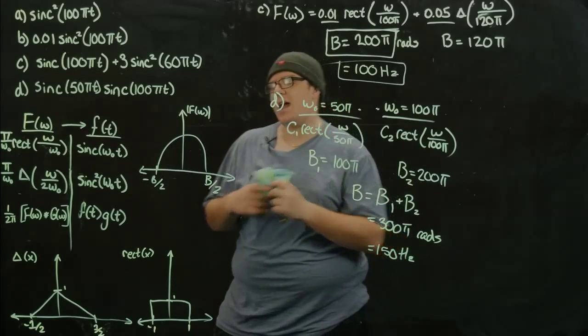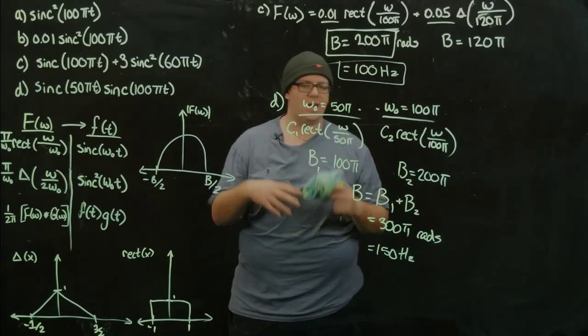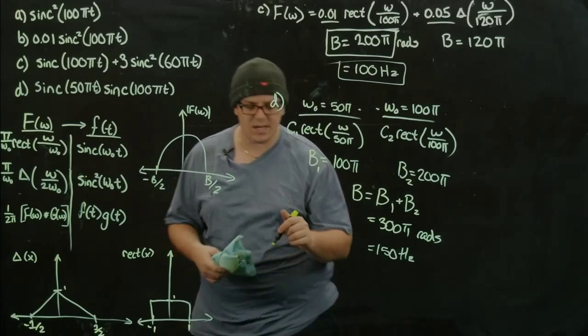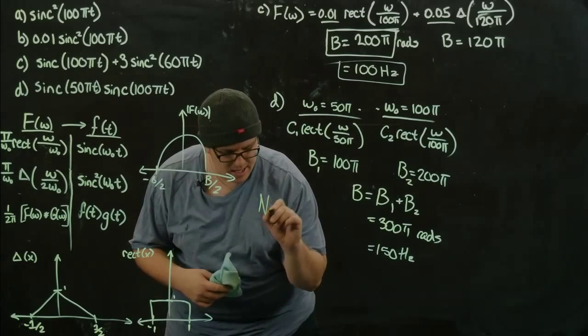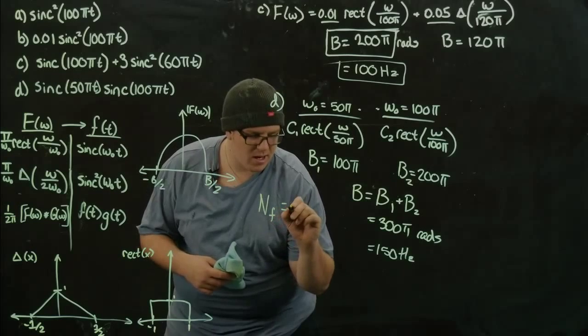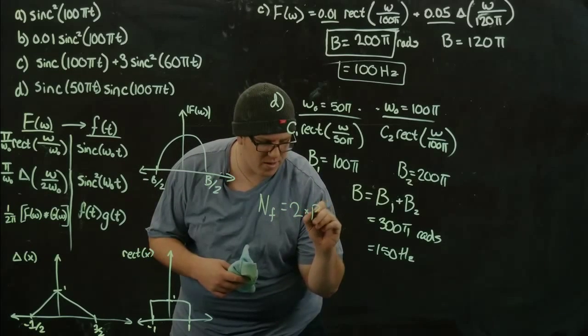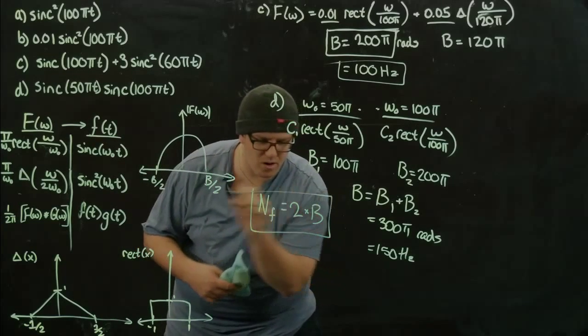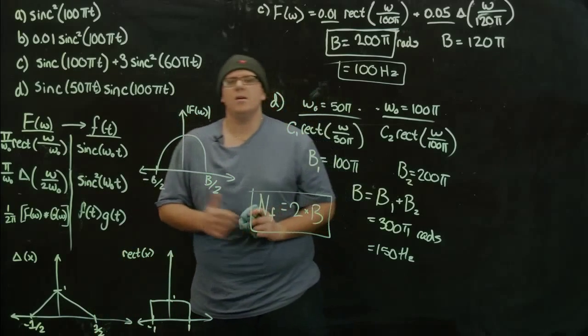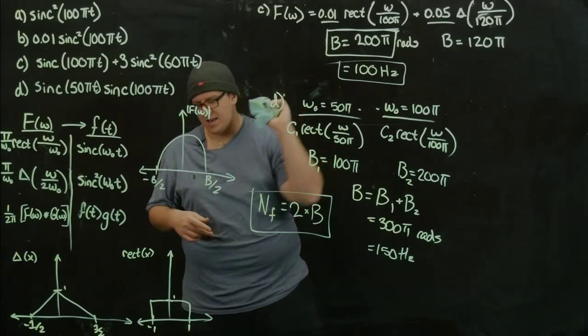So that's called the Nyquist Criterion, and all it simply is that your Nyquist frequency, call that NF, is equal to 2 times your bandwidth. And this is for all functions. So I hope you learned something today, and have a good day, guys.